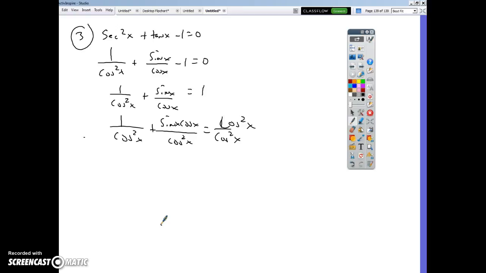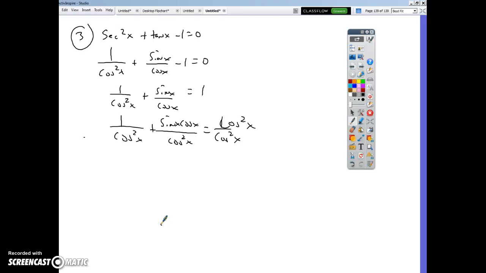Why is that? Why is what? Because we wanted a common denominator. We decided cosine squared was our best option, right? So I had to multiply top and bottom by cosine x to make that happen. And then I had to multiply this by cosine squared over cosine squared to make cosine squared at the bottom. Because we changed everything to a common denominator, right?